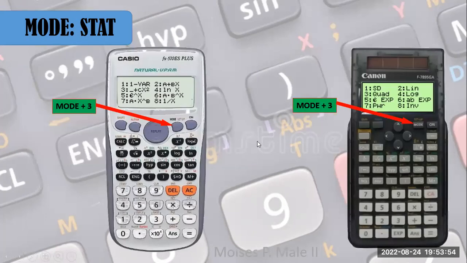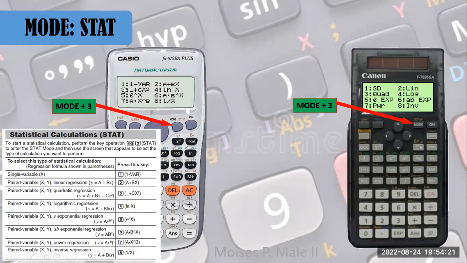So here we are in mode stat. In mode stat, there are many choices available. Basically they are the same. There are 8 choices or options for mode stat. Mode 3 for Casio, mode 3 also for Canon. Same thing.